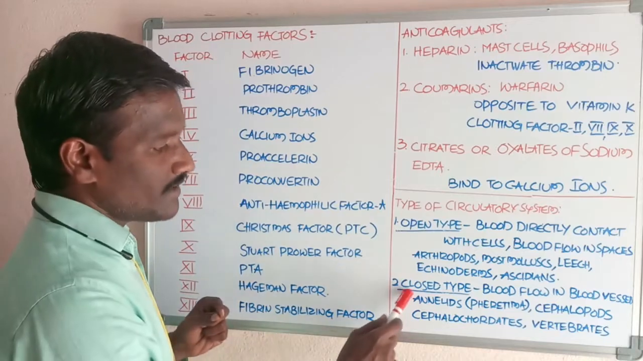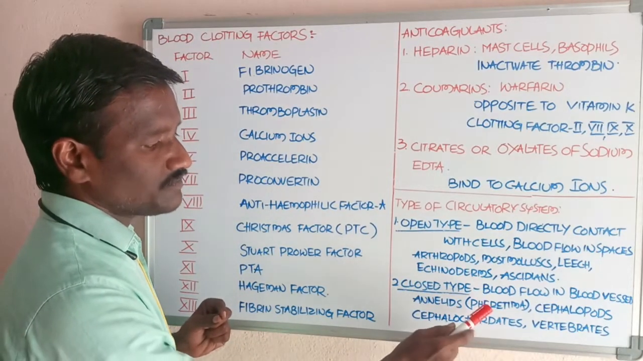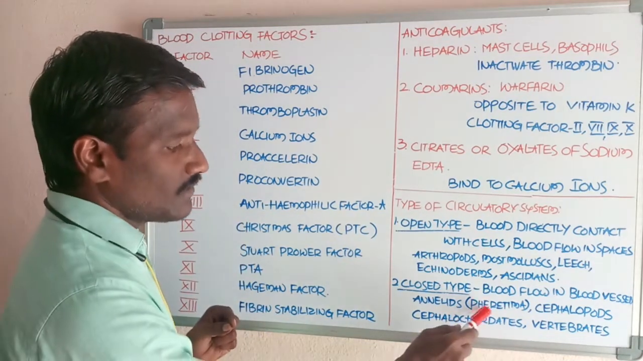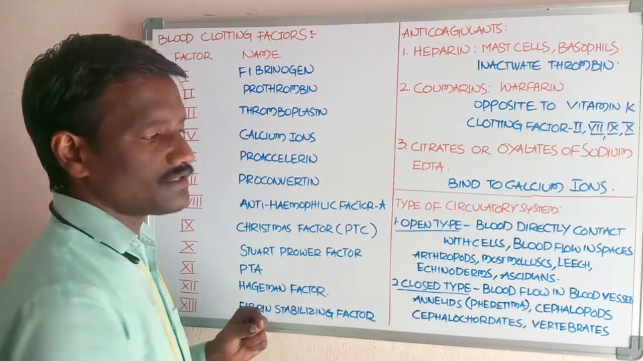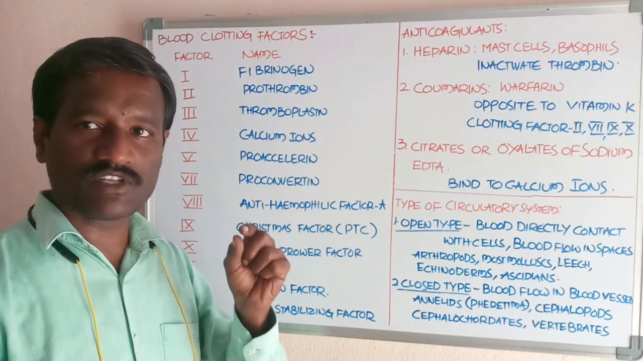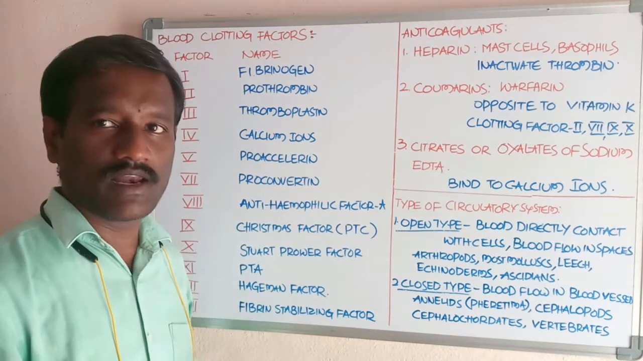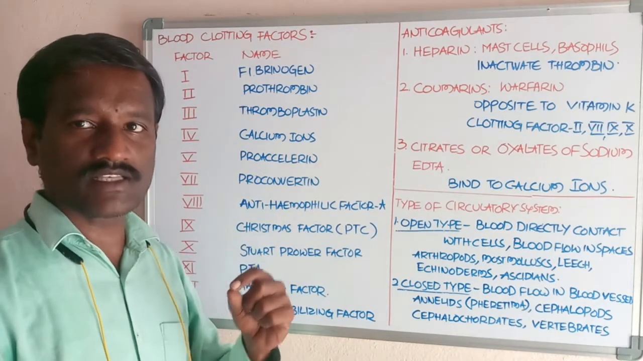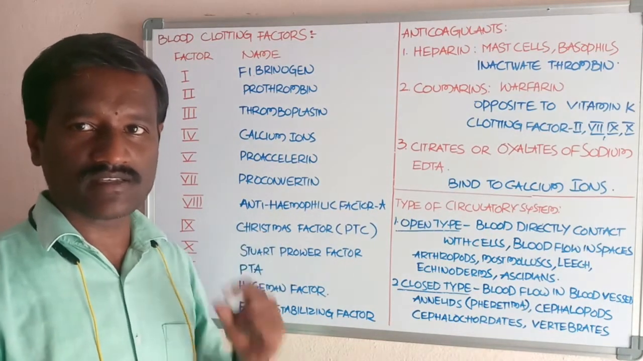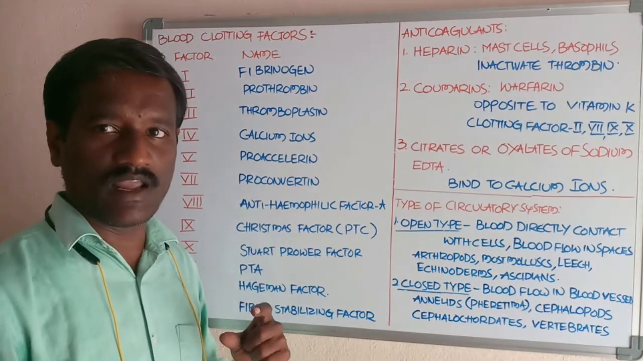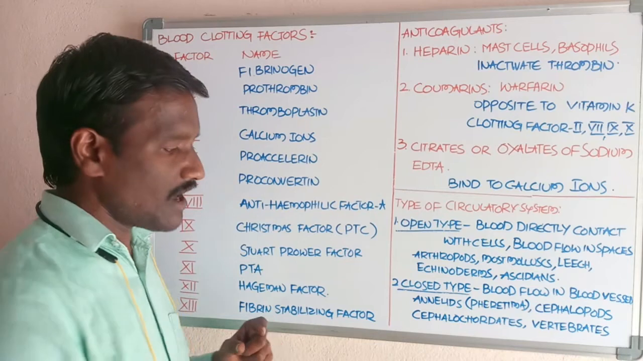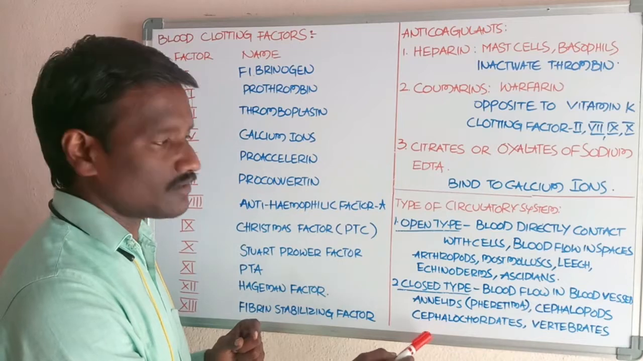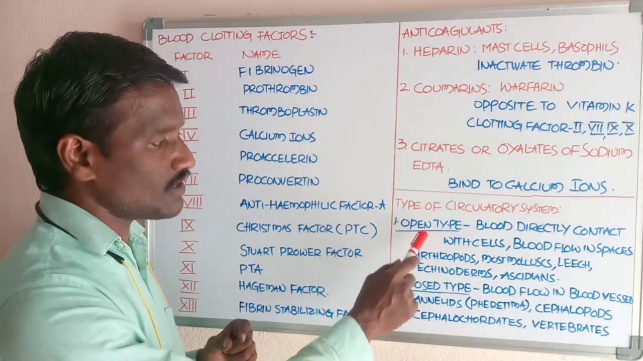Closed type circulatory system is present in annelids. Pheretima, it is the scientific name of the earthworm. Included in the phylum Annelida. Cephalopods. Cephalopods are animals that belong to the phylum Mollusca. Cephalochordates, these are also protochordates. For example, Amphioxus, lancelets. Amphioxus is the scientific name. Another name is lancelet. Belongs to the cephalochordates. Okay, first chordates, these are also like ascidians, which show the open type circulatory system.